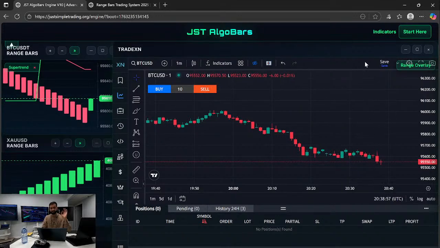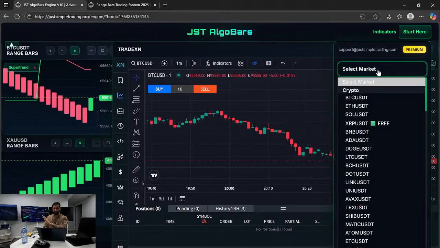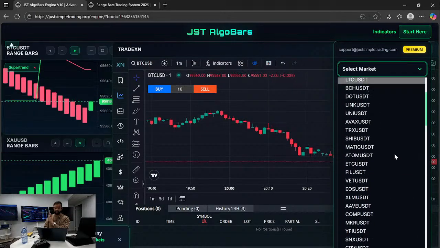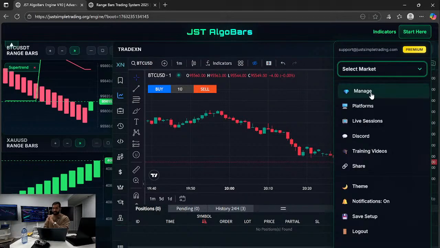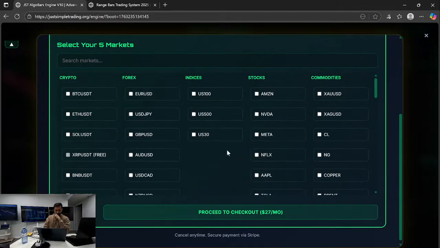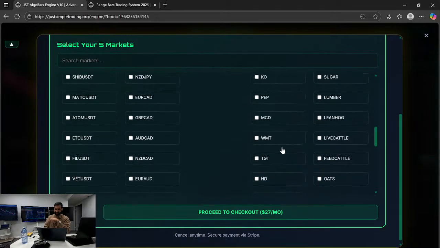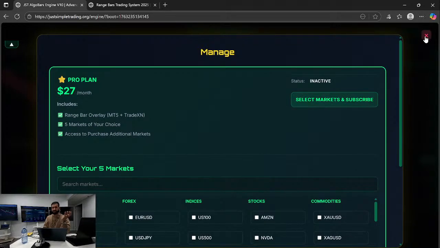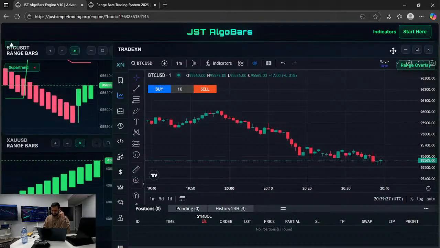Okay, so right before, let's go through it. If you click start here on the top right, I'll go through it with you. If you click select market, these are all the markets available that you can open the range bars on. Now, manage takes you to where you can manage your subscription. You can add more markets, whatever you want. You can just keep adding whatever markets, all of them are here. And it's literally $3.